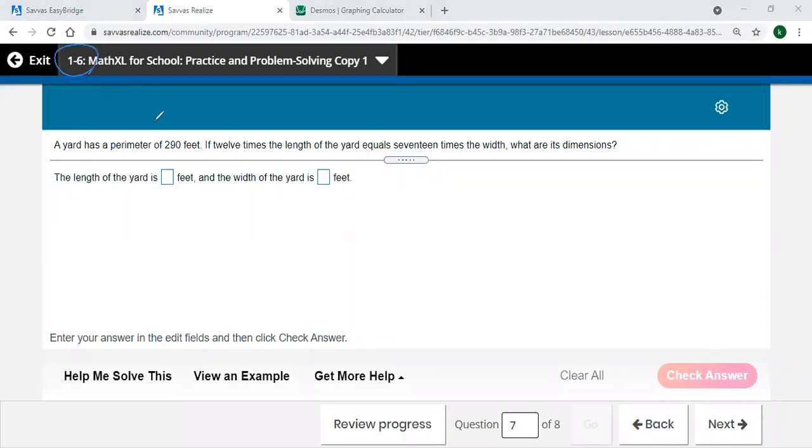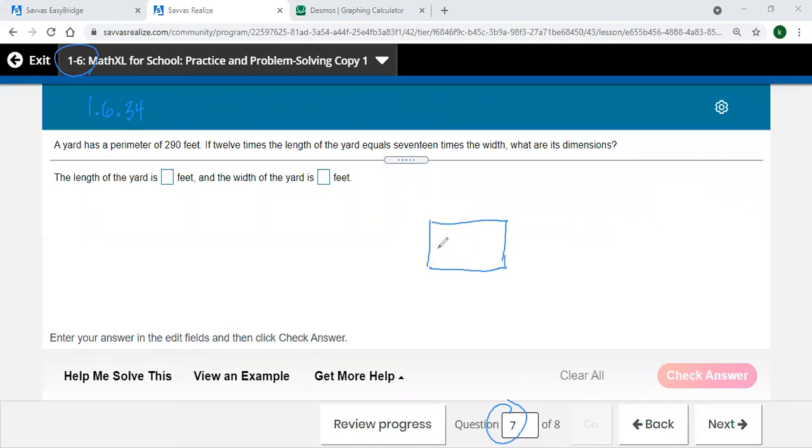We're in lesson 1-6. This is problem 7. And again, if you've heard me say it before, that is number 1.6 and 34. All right, so we just have a single step problem here, is that right? And it says a yard has a perimeter of 290. And then it's talking about the length and width, so it must be a rectangle if it just has length and width. I like a picture.